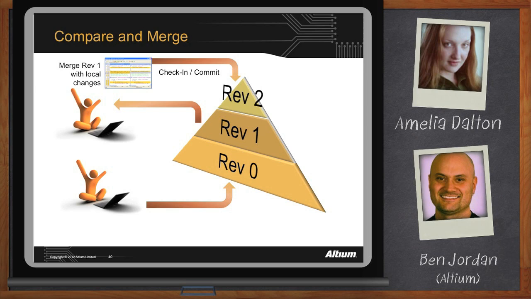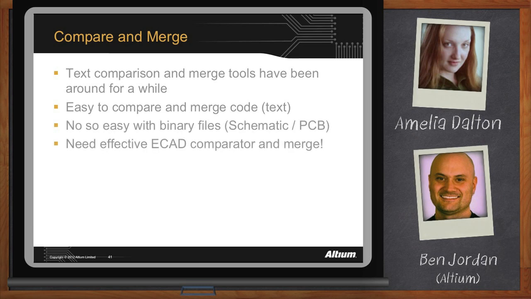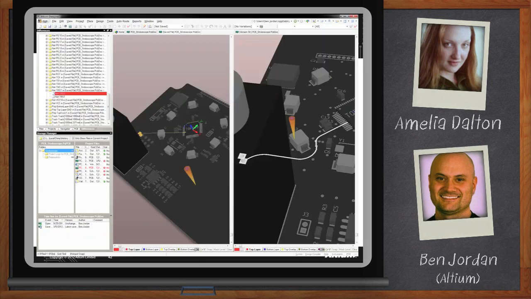So text comparison and merge tools are fine, and it's easy to compare and merge text, but it's not so easy with the binary tools. So you need an effective ECAD comparator and merge capability. And this is really where your good quality electronics design tools are worth their salt. For example, in Altium Designer, there is a very powerful comparator engine that works from schematic to schematic, schematic to PCB, or between different revisions in version control of the same document.